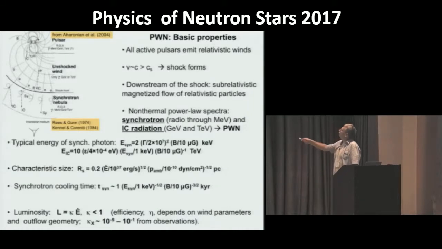So those are the basic zones, and downstream of this termination shock, we have a really magnetized plasma, and we have highly relativistic particles in this plasma. So you'd expect at least these two important emission processes happening, the synchrotron and inverse Compton. I will primarily in this talk focus on this process.